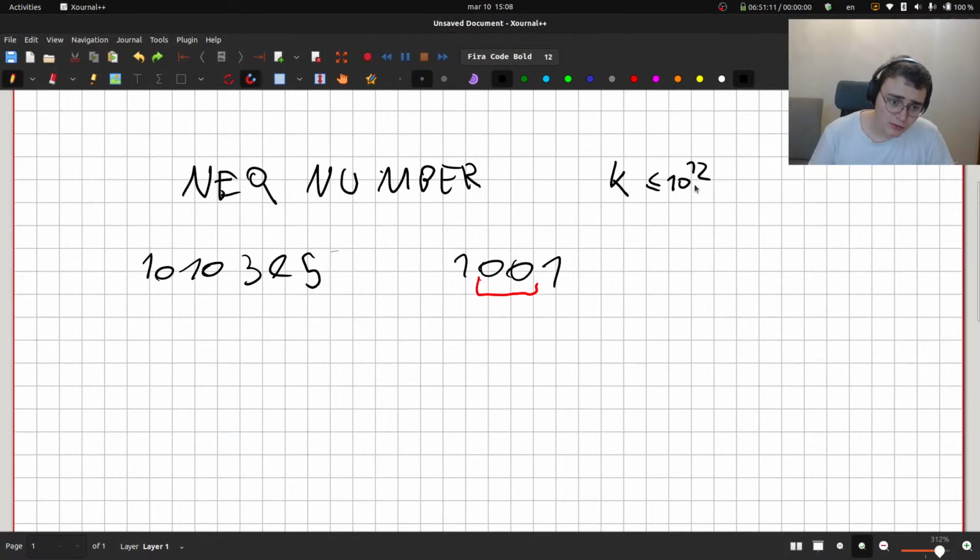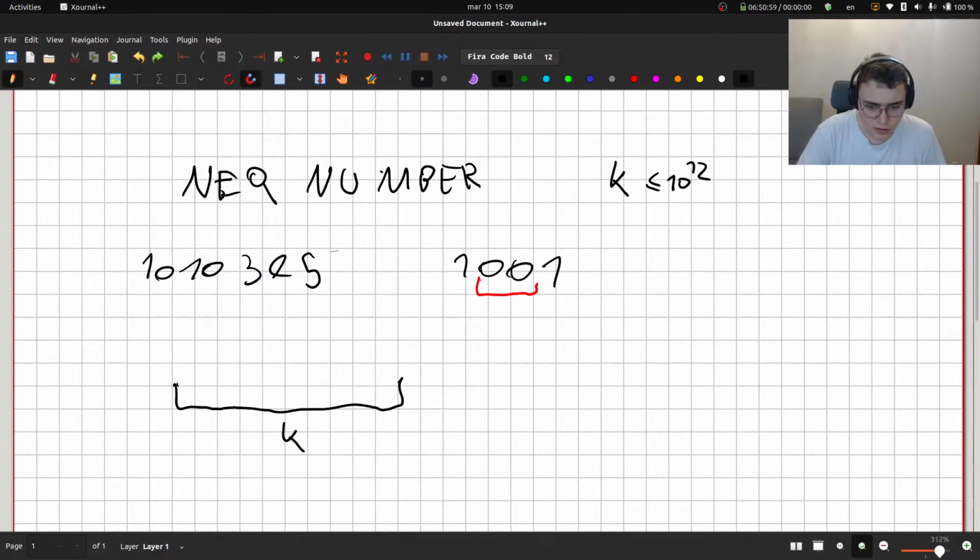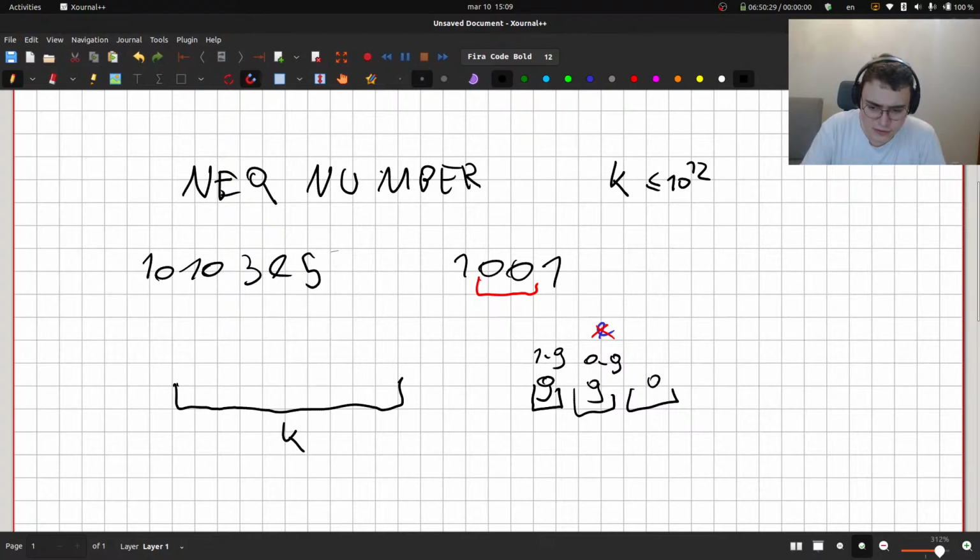Okay, so how to solve it? First, think about how many neck numbers there are of length k. How many choices do we have for the first digit? 9, because it can be from 1 to 9. How many choices do we have for the second digit? We have 9 choices, because we can pick each digit from 0 to 9, but one of the digits was chosen before, and we can't pick that digit. So it will be from 0 to 9, but one of the digits will be excluded, let's say that 4 will be excluded. And it's the same for each next digit. We can pick each one of the 10 digits, but not the previous one. So for each digit we have 9 possibilities, so we have 9 to the power of k neck numbers of length k.